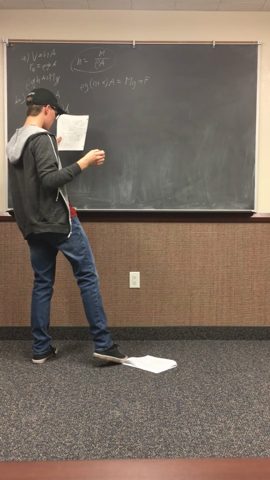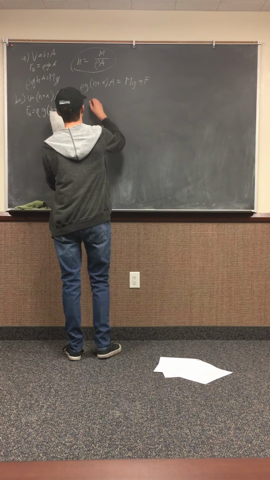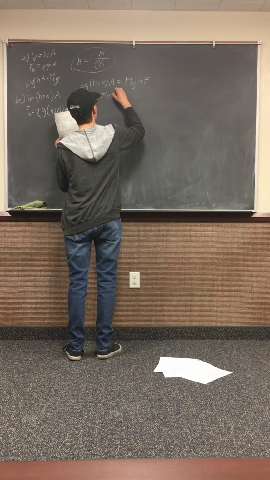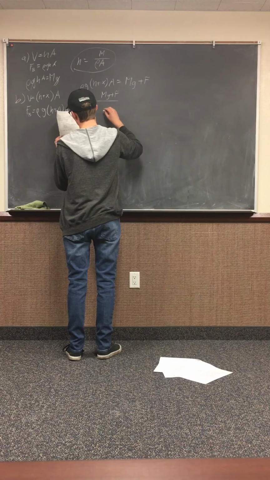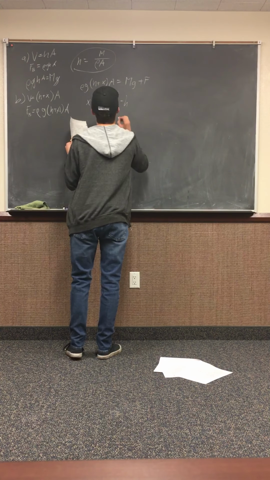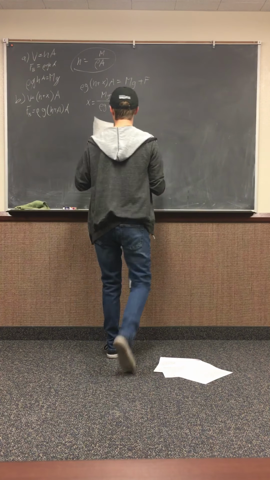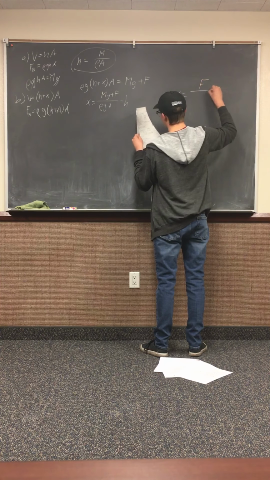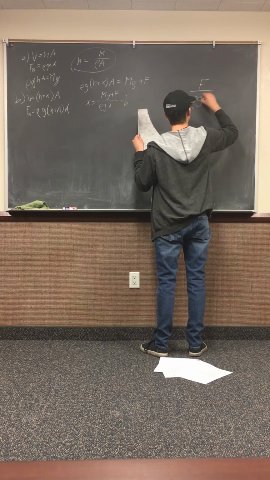Okay? Then our x is going to equal mg plus F divided by rho g A, minus h. We can plug in our h from above, and then we'll get that x equals F divided by rho g A.